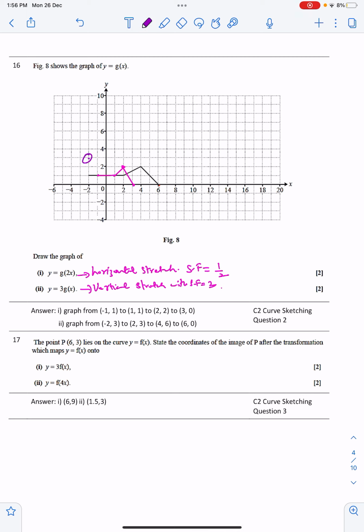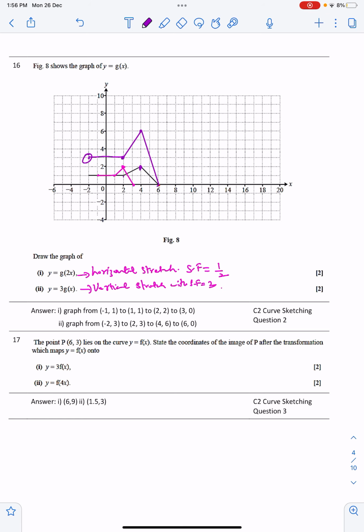So here this point is also going to move here. This point which is having a distance of 2 units from the x-axis is going to go on to 6 now, and this point will remain as it is, because any point which is on the invariant line, in case of vertical stretch, x-axis is the invariant line, so it will remain the same. So it's going to be like this. Okay, I hope it's clear.